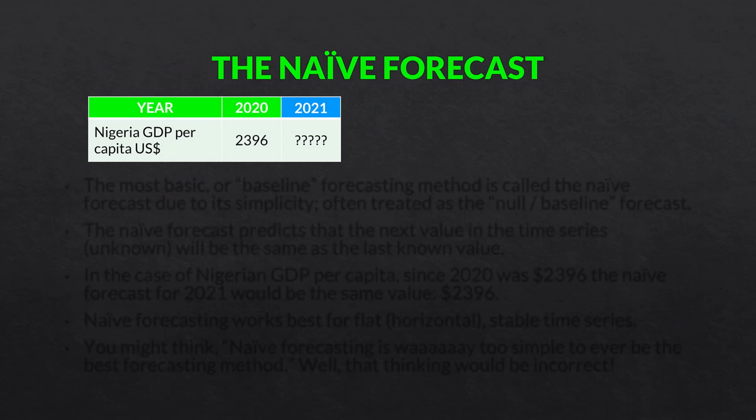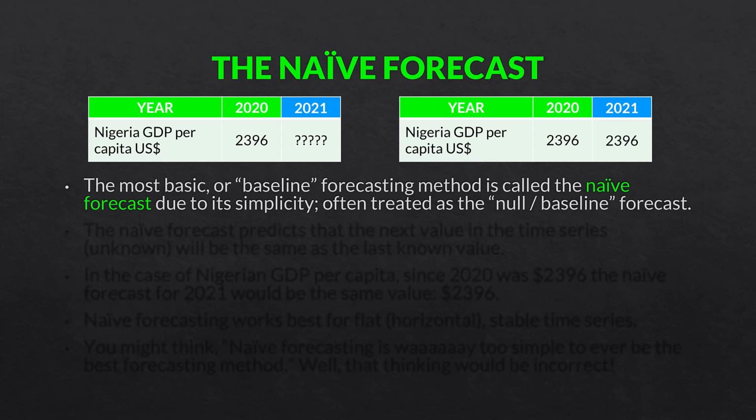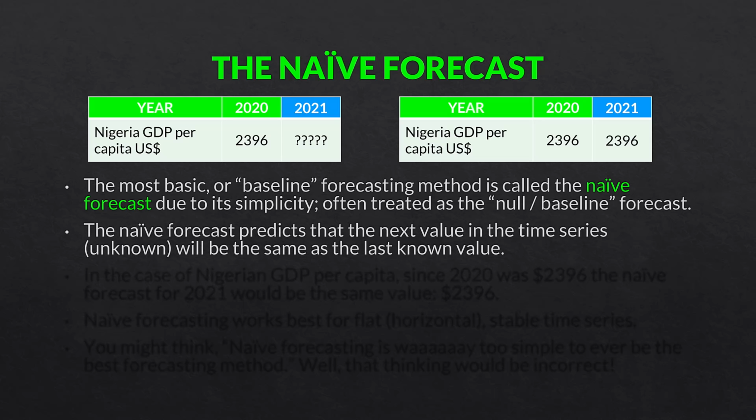The naive forecast. The most basic or baseline forecasting method is called the naive forecast due to its simplicity, often treated as the null or baseline forecast. The naive forecast predicts that the next value in the time series, the unknown, will be the same as the last known value. So for example, using my home, if I used 30 kilowatt hours of energy yesterday, I would predict to use 30 kilowatt hours today.